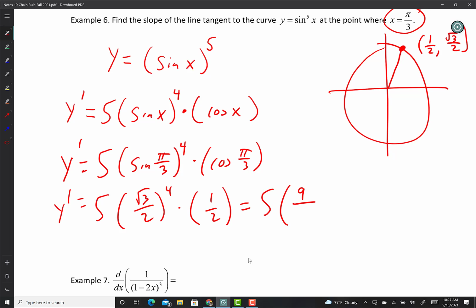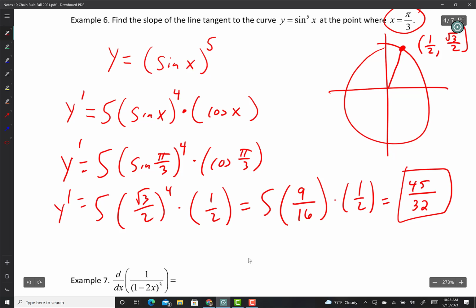2 times 2 times 2 times 2. Well, 2 times 2 is 4. 4 times 2 is 8. And 8 times 2 is 16. And then all that again times 1/2. So my final answer, what's 5 times 9? 45. What's 16 times 2? No, not 30. 16 times 2? 32. There it is. Do you see how we did it, guys?